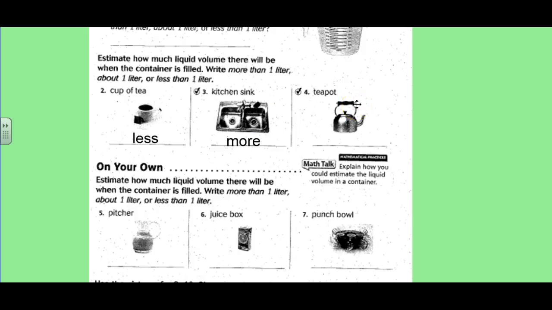And then the teapot, is that going to have more than 1 liter? Is it going to have about 1 liter? Or is it going to have less than 1 liter? So write that down and then push play whenever you're ready to check your answer.